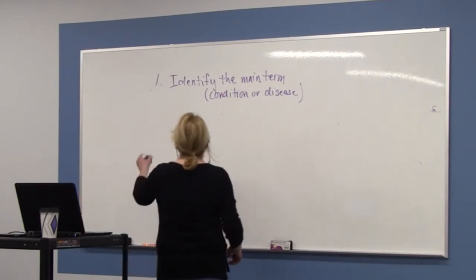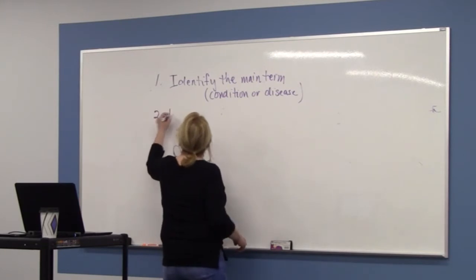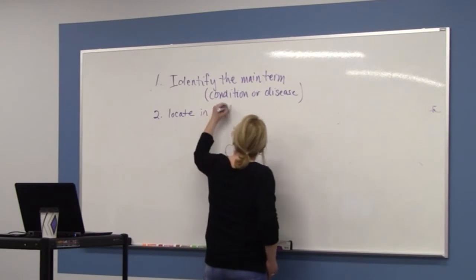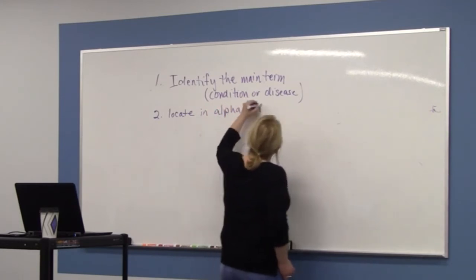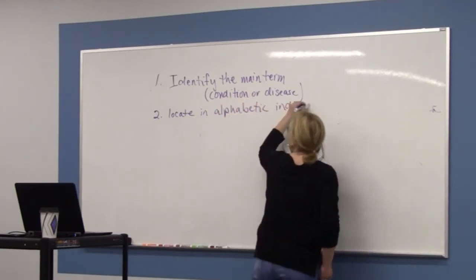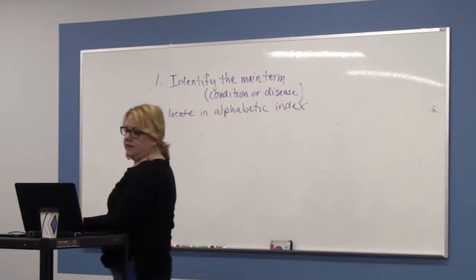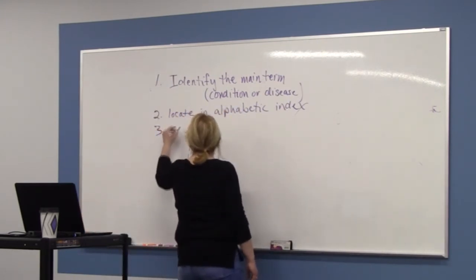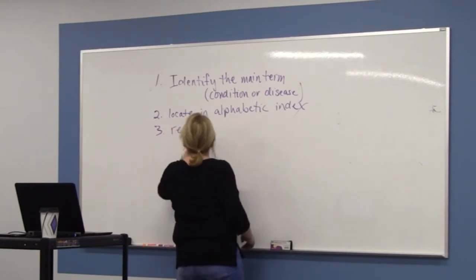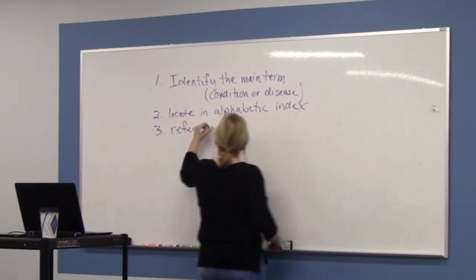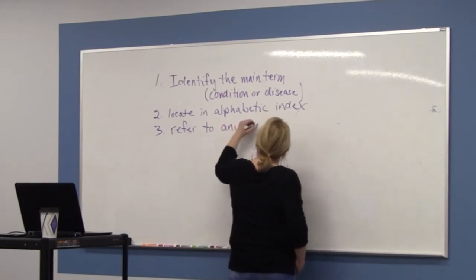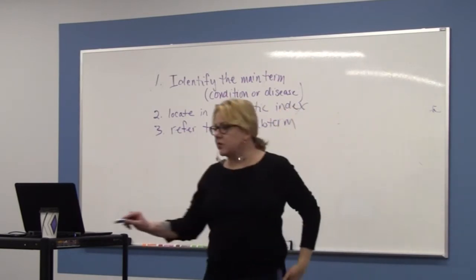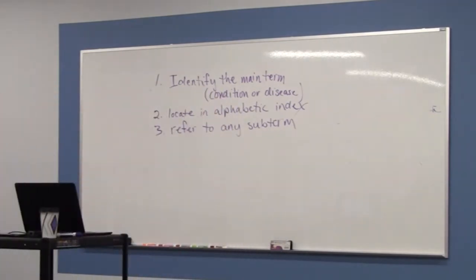Okay. Then I'm going to locate that in the alphabetic index. I'm going to refer to any subterms. Let's talk about what that means. Do me a favor, in your alphabetic index, in your ICD manual, go to the word diabetes for me, please.